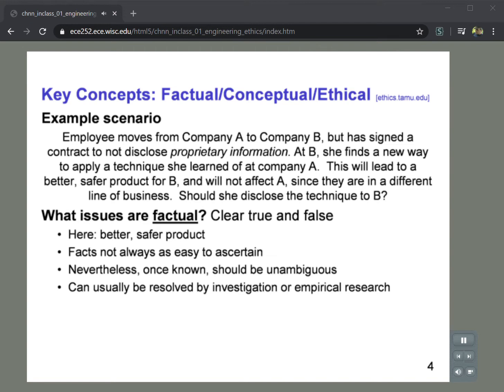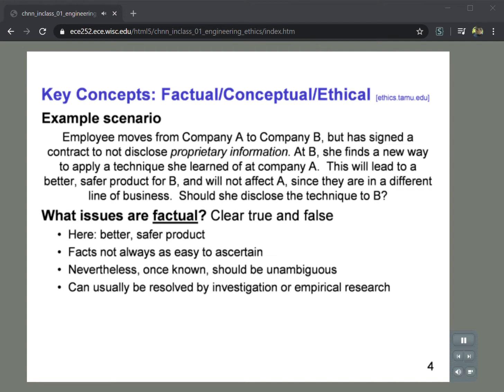However, this employee in this situation finds a new way to apply the technique that she learned at company A at company B. This will help company B build better, safer products, and it really will have no effect on A because they're not really competing with each other. She's moved from one industry to a different industry and a different line of business, and so there really is no issue of giving company B an unfair advantage against company A, since the two companies don't actually compete with each other. So the question is, the ethical quandary is, should she disclose the technique to B?